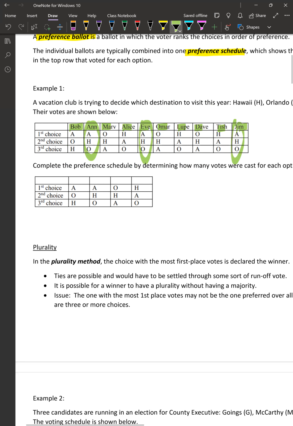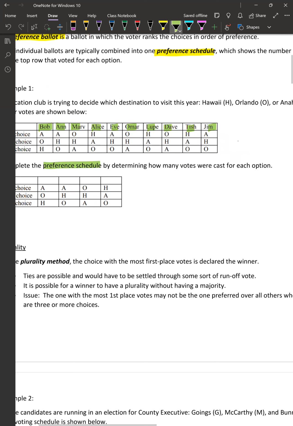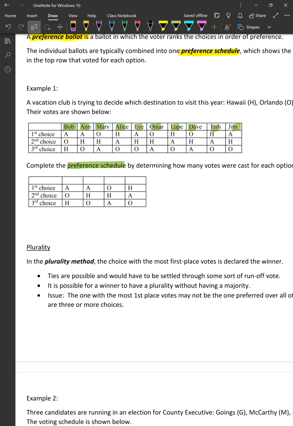So the second part of this is to take that list of preference ballots and complete the preference schedule. You can see this here, complete the preference schedule by determining how many votes were cast for each option. All right. And so this part was already made for us, but if we had to make that, we would look at all the possible orders that were voted for, right? You don't have to use all the possible ones, because if nobody voted in a certain order, then you don't have to put that on your preference schedule, right?